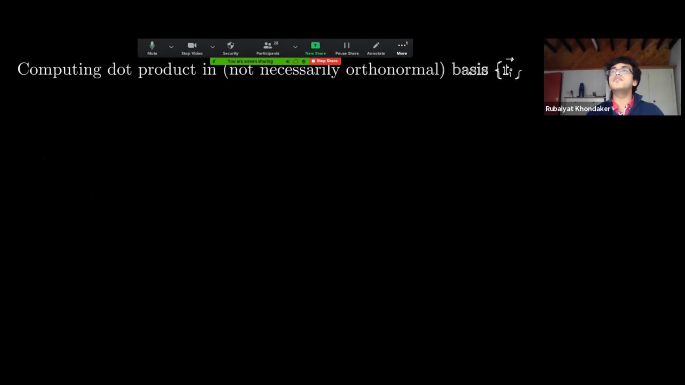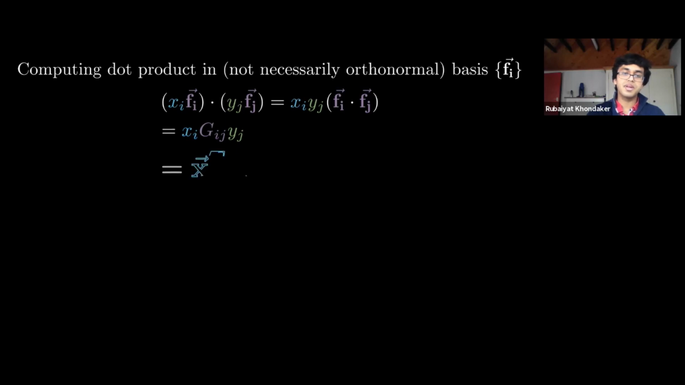Okay, so what else can you use the Gramian for? You can use it to compute dot products in not necessarily orthonormal bases. If you've got a linear combination of both, the formula there is x transpose times G times y. And this generalizes the usual formula. We have x dot y is x transpose y. That actually only works if you write your vectors in orthonormal coordinates.